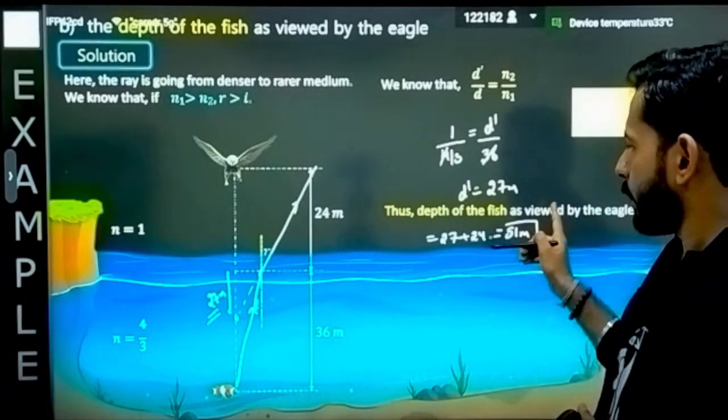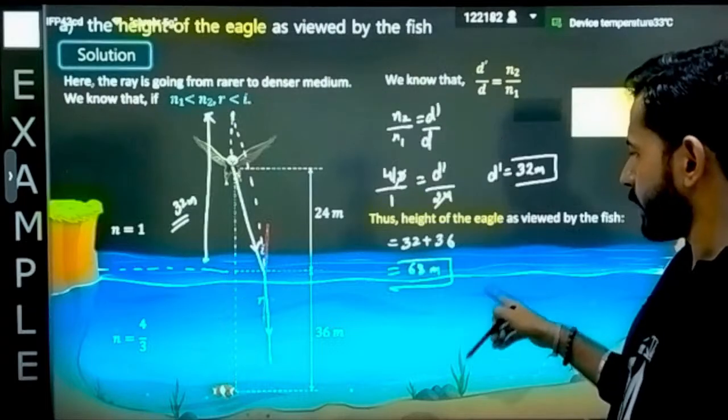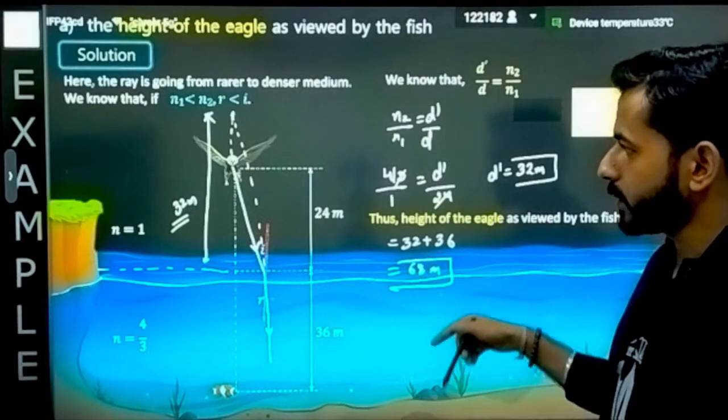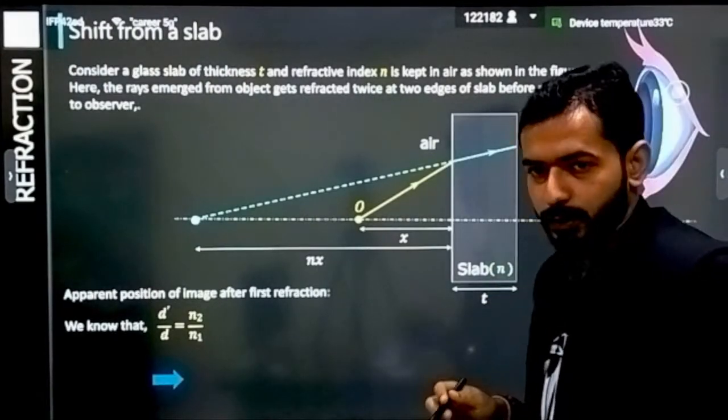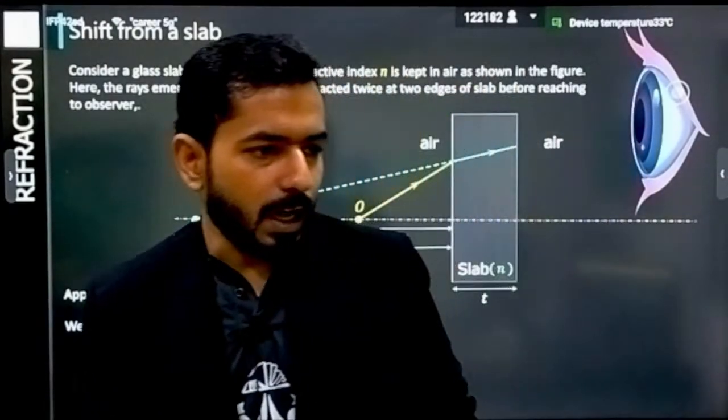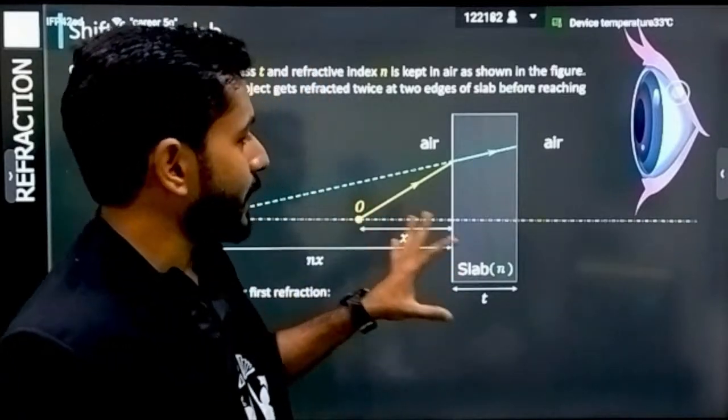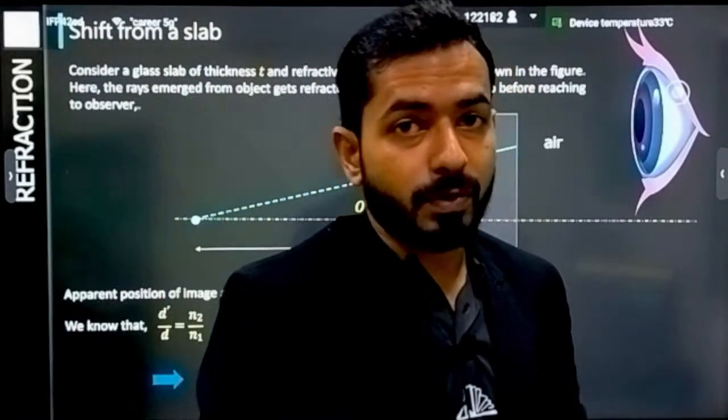Formulas also I have told you properly. Here it is 51, one answer is 68. Complete solution is also given, 3 diagrams. Fine. Is it clear to you? Now let's understand how much shift will be coming due to a slab. Due to a slab, how much shift will be coming.